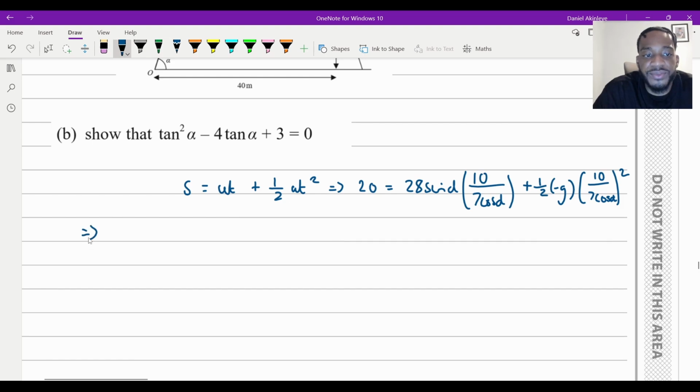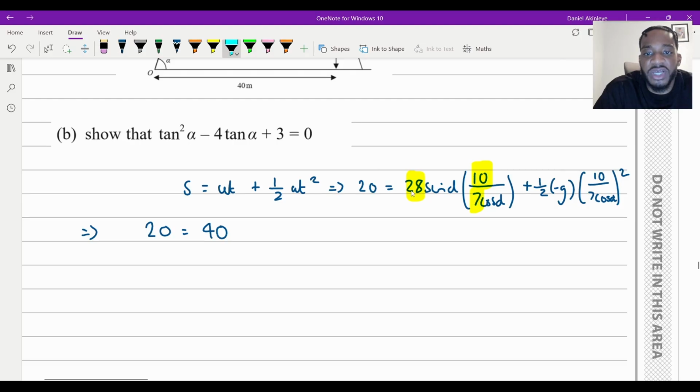So I'll do it here. Now, if I tidy this up, I can see here that I've got 20 here. And then this here, I've got 28 times 10, that's 280. And then I'm going to do 280 divided by 7. These numbers in yellow will just give me 40, isn't it? 28 times 10 is 280, and 280 over 7 is 40. So this will be 40 here.